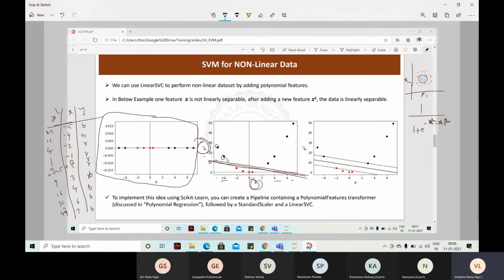This point you got it. When you add polynomial term, the data set is becoming a little different, and then we are doing a linear decision boundary to the data. Got it? Any questions?